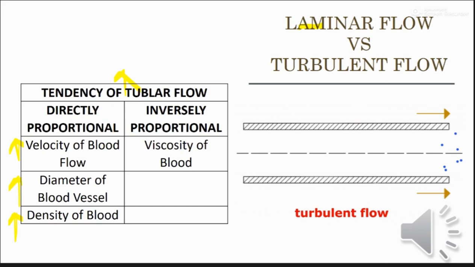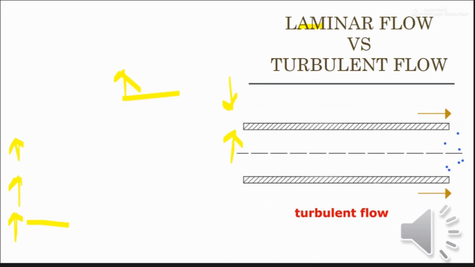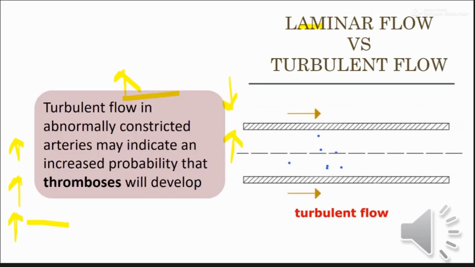When turbulence is present, blood flows with much greater resistance than when the flow is streamlined. Okay, so it's just a summary. Inversely proportional, meaning the turbulent flow will be decreased if there is more viscosity of the blood. If there is more density, then increased turbulent flow. Okay, so those are the differences between your laminar flow and turbulent flow.